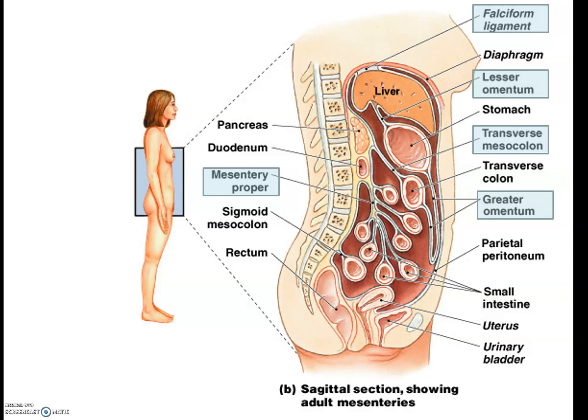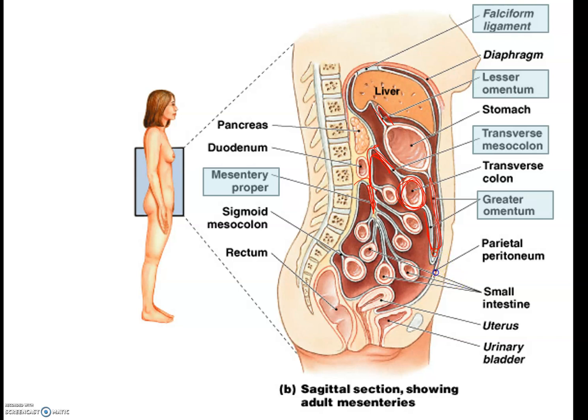So here's a sagittal section showing the adult mesenteries. If you look at an adult through the side, these are the proper mesenteries here. These regions are kind of like curtains, because a mesentery is a thin membrane. Here's the lesser omentum, connecting the liver to the stomach, or at least hanging them together. Here's the greater omentum, wrapping around, attaching the stomach, or hanging it together with the transverse colon, right?